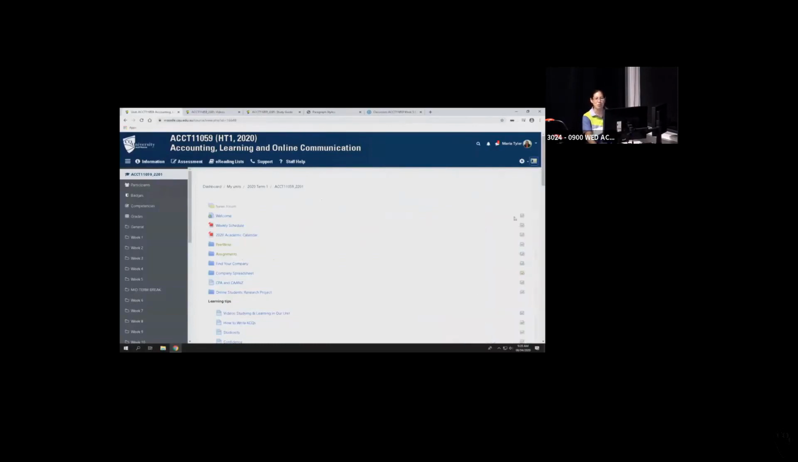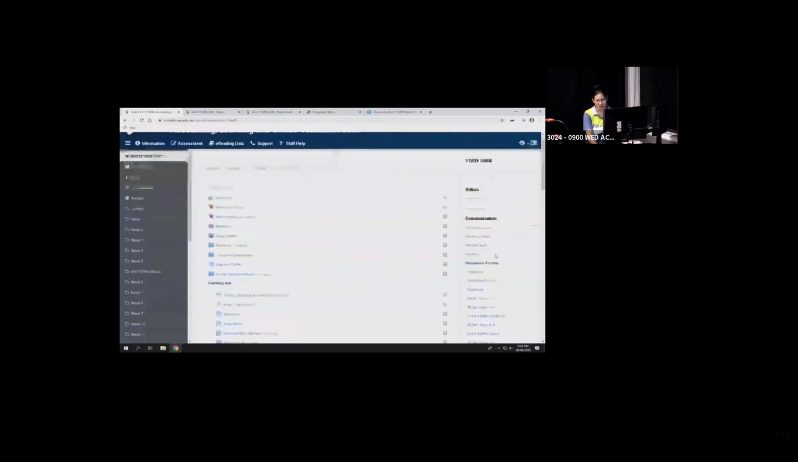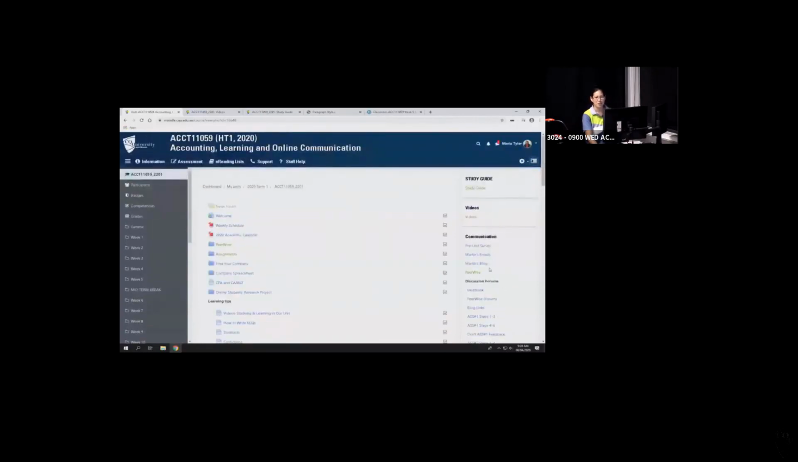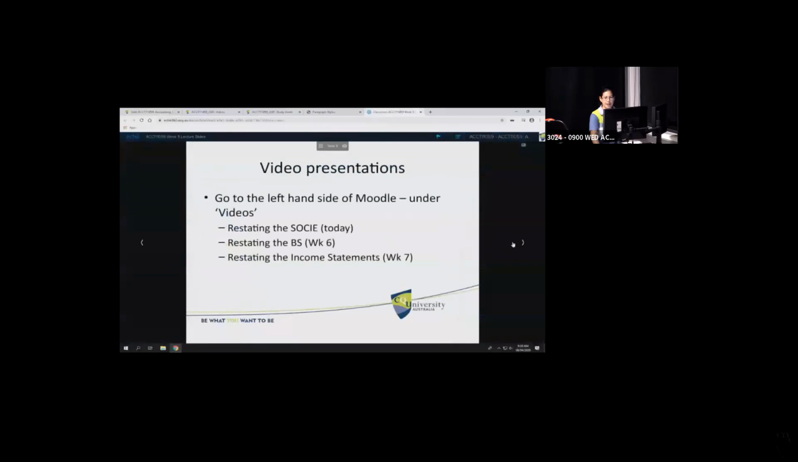If you can't see this right-hand side of Moodle, it's because you need to press this little toggle box, the Hide Blocks button, and you just literally press it and it toggles it on and off for you. So this is a very important right-hand column in our unit. Some units that I'm studying, it's not very important, but in our unit it is very important, and contains vital information and resources that you will need for your assessments. Okay, so make sure you do toggle that on so you can see the study guide and videos. So study guide chapter 4 and videos entering the restating the Statement of Changes in Equity.